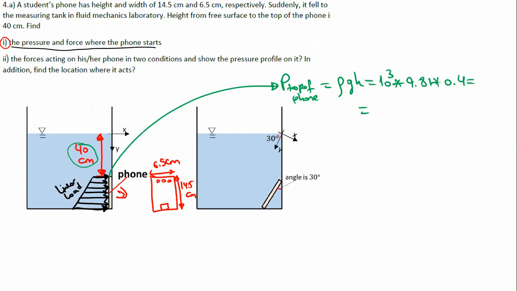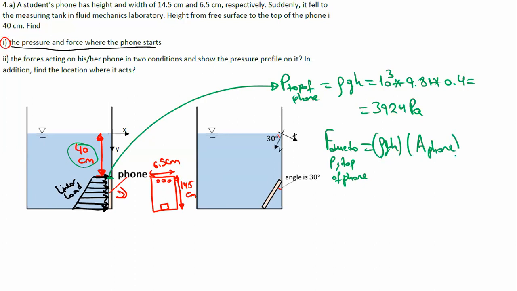The second part of the question says that you should find the force acting on the phone. Okay, we have found the pressure. Now the force due to pressure, again at the top of the phone. You are looking at the top part of the phone here. Now I will multiply this rho g h with the area of the phone.